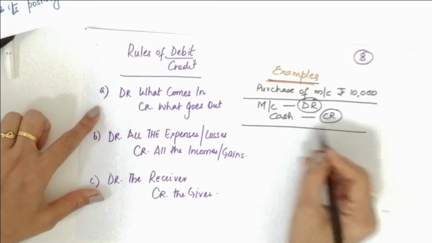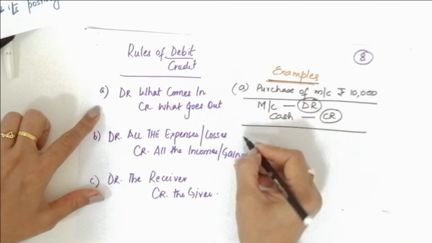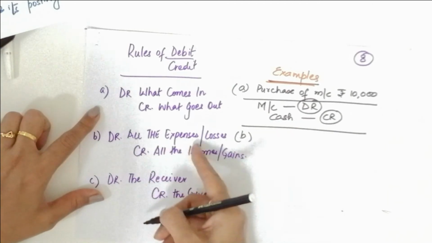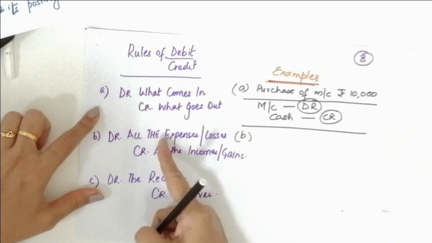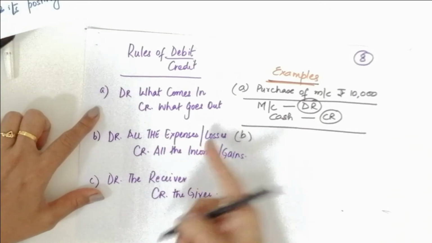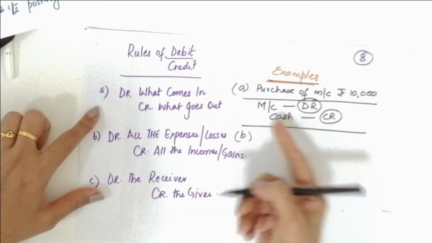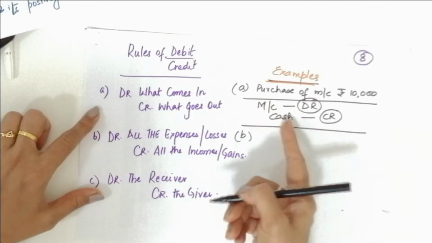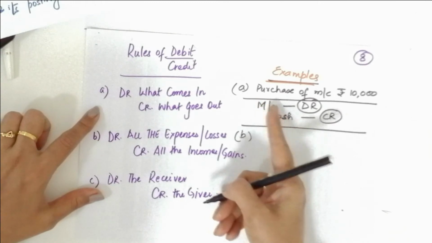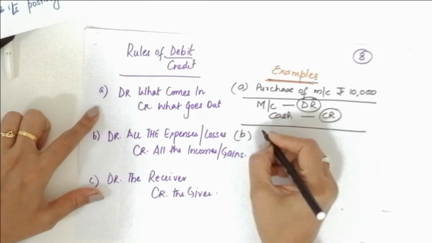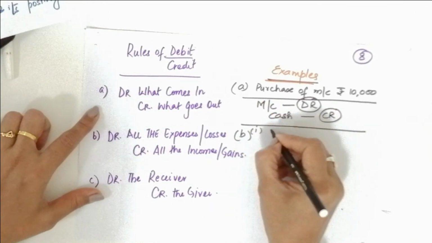And the second example is for B: debit all the expenses and losses, credit all the incomes and gains. For debit all the expenses and losses, for example, I am paying salary. Now again here, debit all the expenses and losses. This is an example. Paying for machine is an expense. I'll take here. The first one is salary paid.